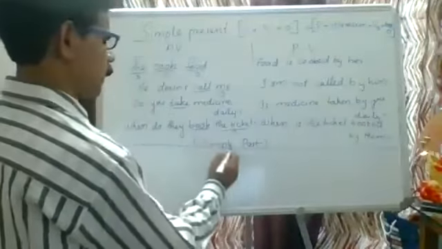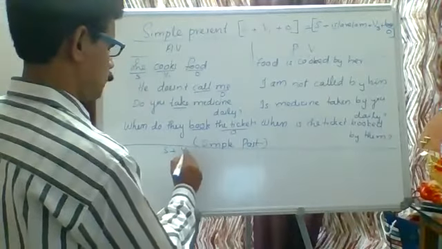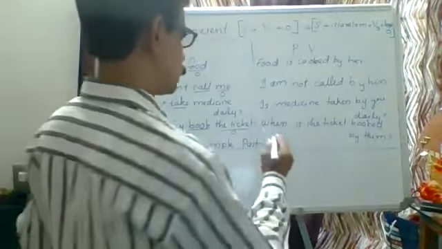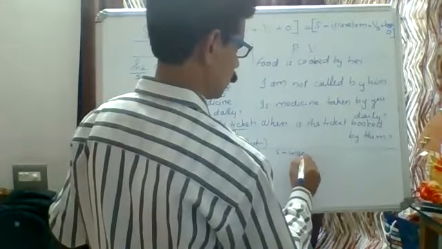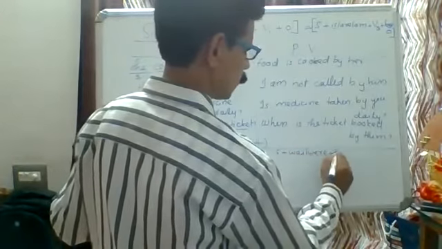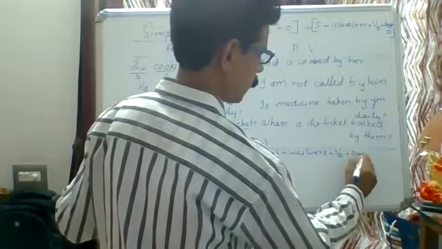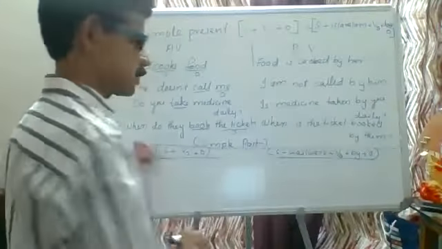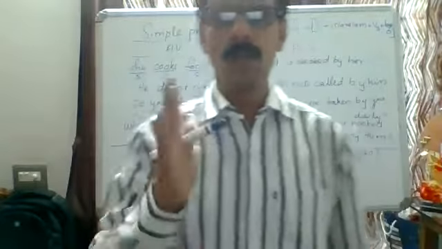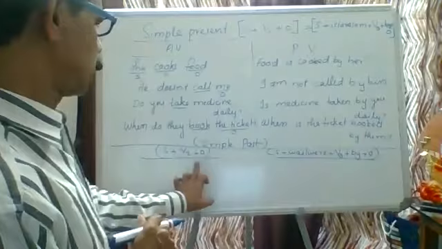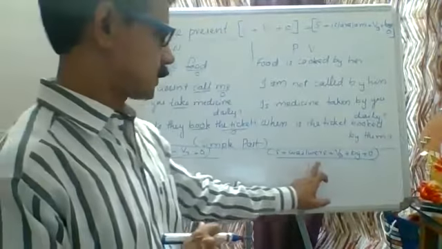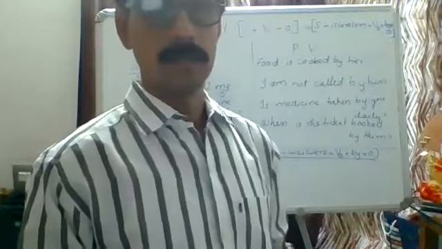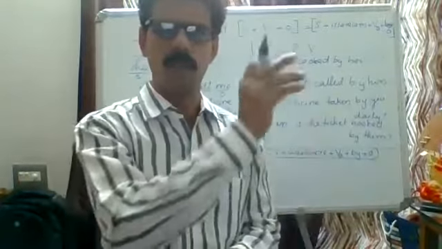Well, first, the simple past active structure, you know: subject plus V2 plus object. This is the active structure. What is the passive structure? Subject plus was or were plus V3, the final verb form, and by plus object. The active structure is nothing but the tense structure you have already studied. Subject V2 object equals subject was/were plus V3 plus by object. V3 is the common verb form of passive.